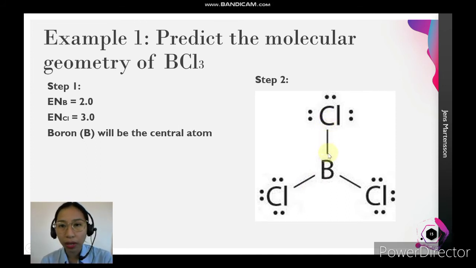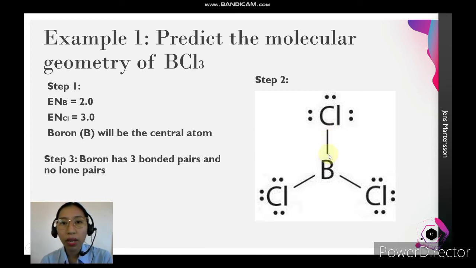Therefore, step 3 is we're going to count how many bonded pairs and lone pairs for the central atom. In this case, we have boron. This one is bonded, so 1, this is bonded, so 2, this is bonded, so 3. Therefore, we have 3 bonded pairs and you don't see any dots on your boron. That means it has no lone pairs or lone electrons. All of its electrons are bonded. So therefore, the boron has 3 bonded pairs and no lone pairs.